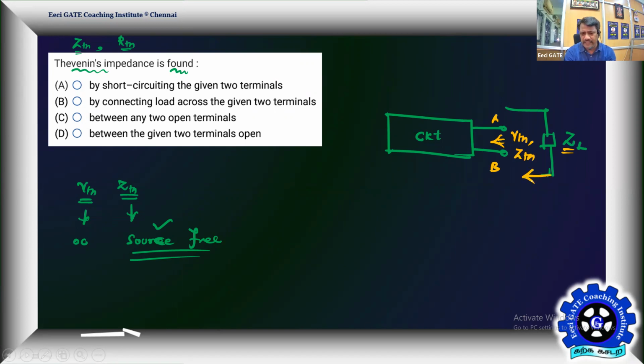That's the basic. Now let me see what the question is saying with respect to Z Thevenin by shorting the given two terminals. We don't short by connecting a load across the given two terminals. No, we are disconnecting the load across the two given terminals. Between any two open terminals? No, it's not between any two open terminals. It's between the given two terminals open. The given two terminals mean A and B. These are the given terminals, and that's where you need to get the Thevenin's equivalent, not between any two open terminals. So the best choice is option D.